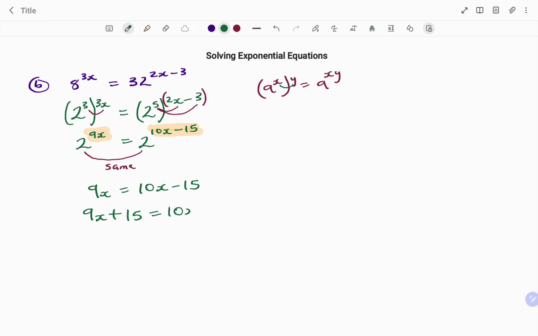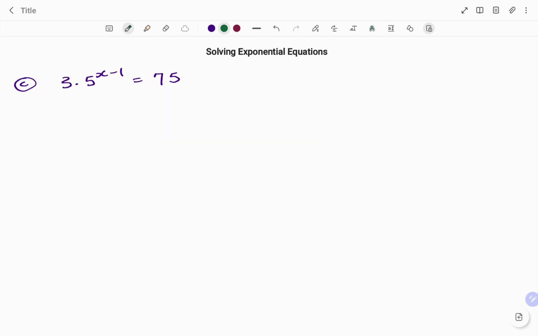That's equal to 10x. And therefore, the next step, I'm going to move my 9x to the right-hand side. I have 15 equals 10x minus 9x. Therefore, 10x minus 9x, I just switch things around. I have x equals positive 15. Let's look at the last example.